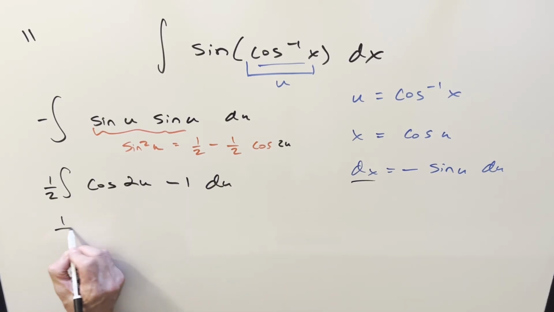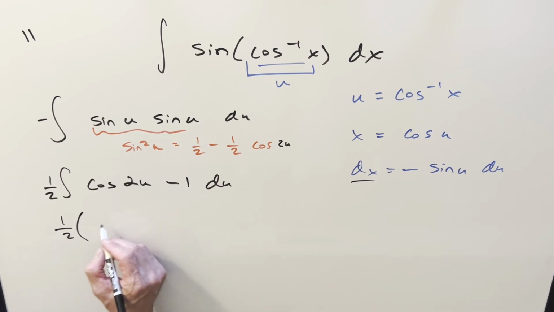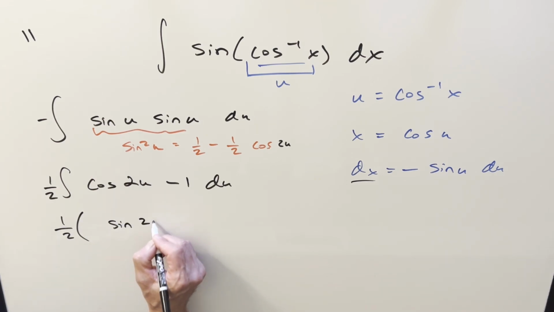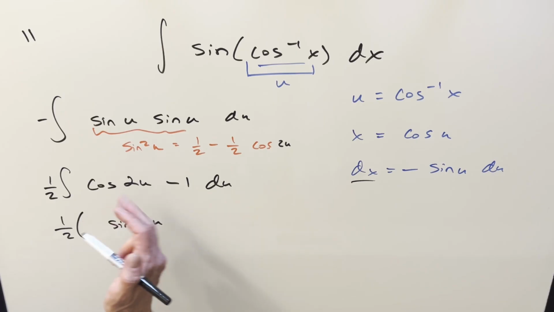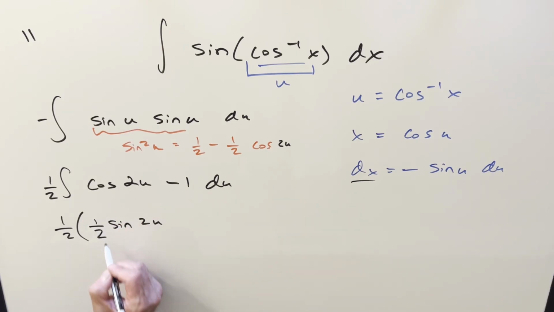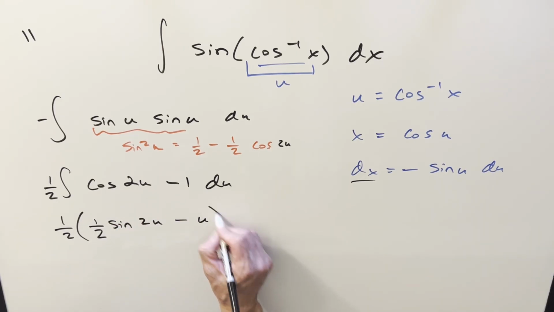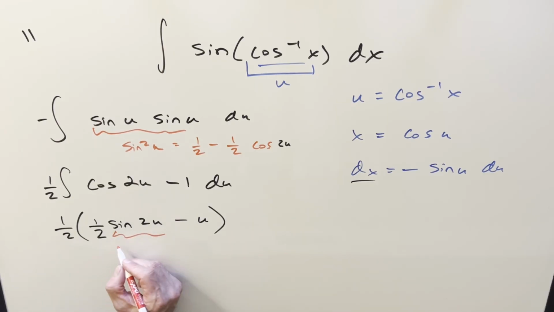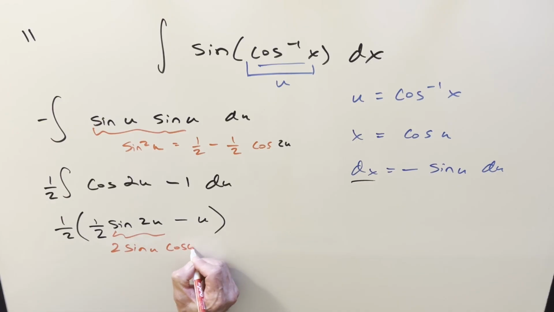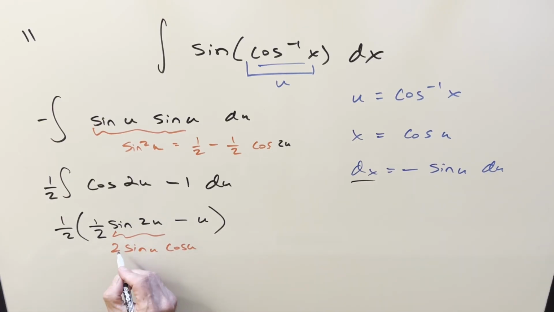So now we go ahead and integrate. We've got the 1/2 in front. This is going to be sine 2u with a 1/2 popping out like that. And then we're just going to have minus u right here. But we'll take this and rewrite it using the double angle formula. So this will become 2 sine u cosine u. And then that way the 2's are going to cancel with 1/2 right there.